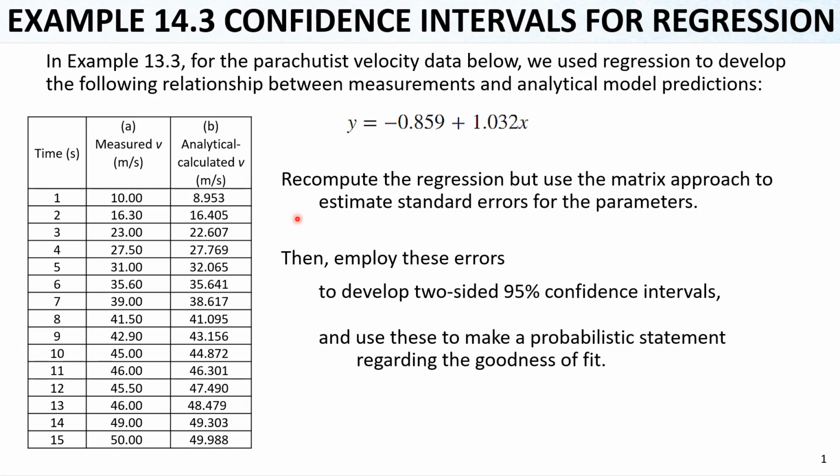Now we want to recompute the regression, but we want to use the matrix approach to estimate the standard errors for the parameters. Then we employ these errors to develop two-sided 95% confidence intervals and use these to make a probabilistic statement regarding the goodness of fit. So we will again check the goodness of fit, but this time we will use confidence intervals to understand if it is good or not.